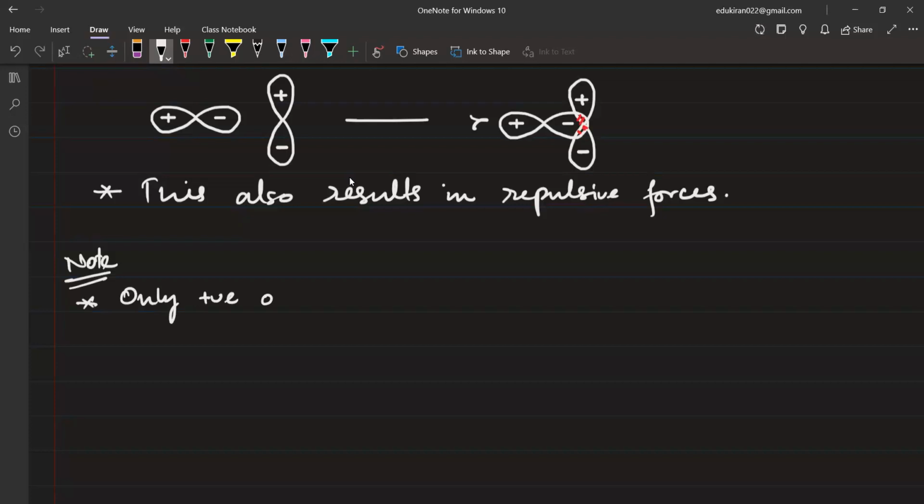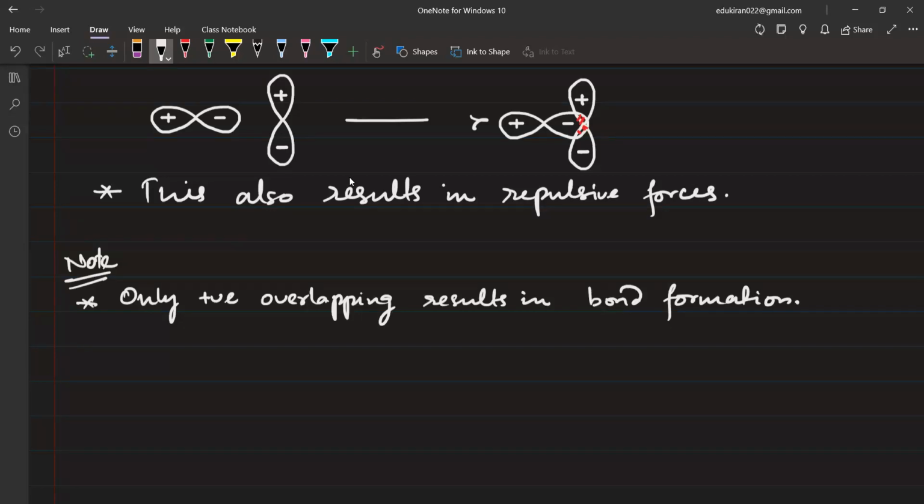Only positive overlapping results in bond formation. Okay, only positive overlapping results in bond formation, and we are going to look at different types of bonds formed depending on how the different atomic orbitals they overlap with each other. Okay, so that will depend on the orientation. So we are going to look at them in the next class.